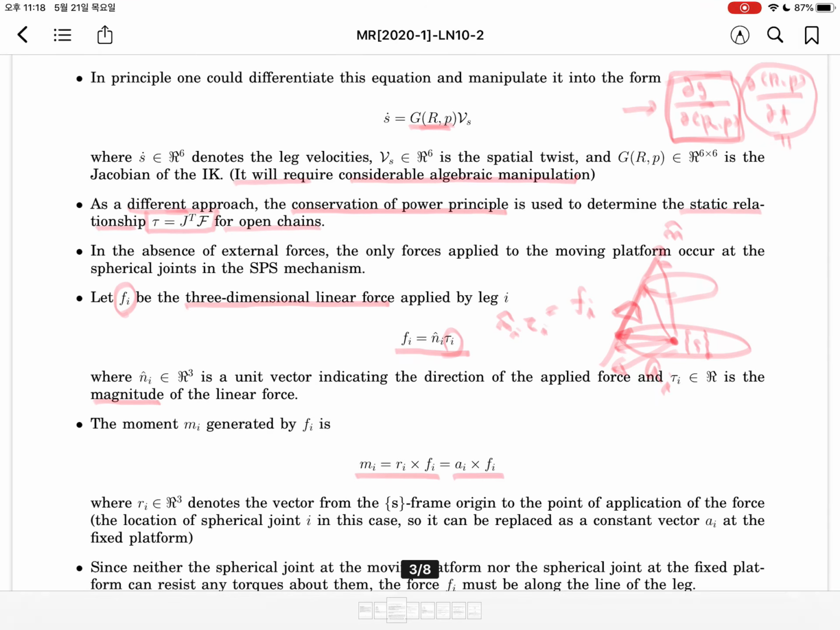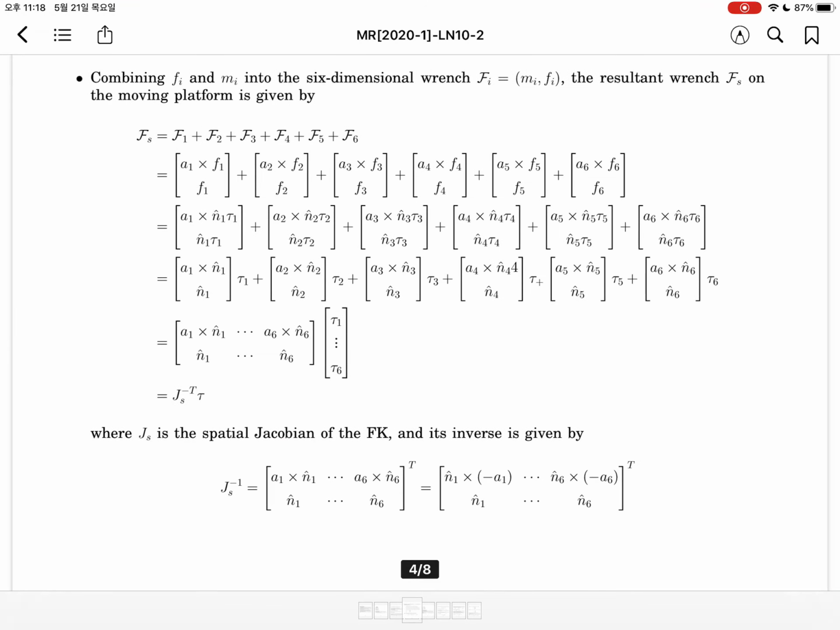So by collecting the force and moment, let's write down the six-dimensional wrench, like this. As you know, this Stewart platform has 6 legs.